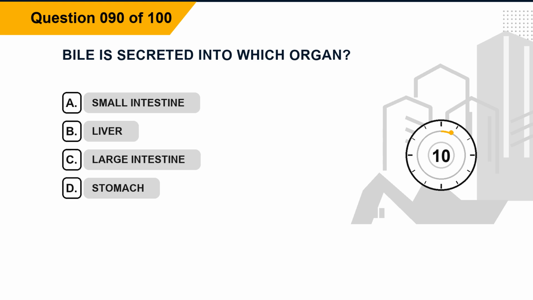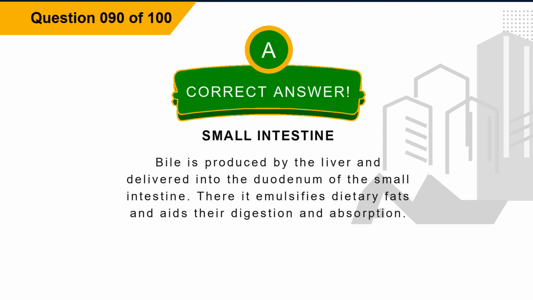Question 90. Bile is secreted into which organ? Option A. Small intestine. Option B. Liver. Option C. Large intestine. Option D. Stomach. The correct answer is option A. Small intestine. Explanation. Bile is produced by the liver and delivered into the duodenum of the small intestine. There it emulsifies dietary fats and aids their digestion and absorption.